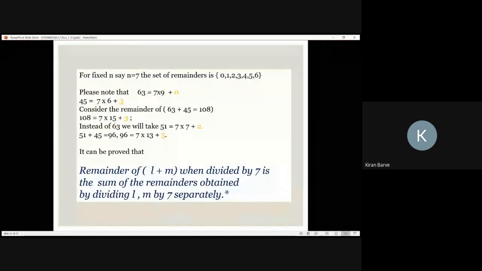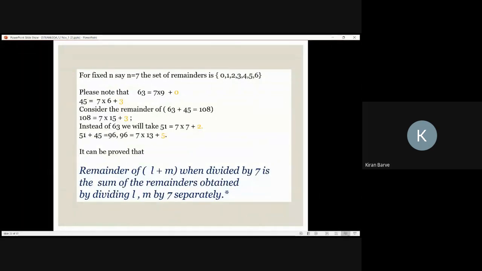Now consider 63 plus 45, that is 108. 108 is 7 into 15 plus 3. So instead of adding and then dividing by 7, I could have directly added the remainders. But let me check one more time.